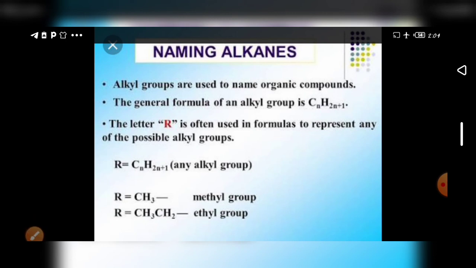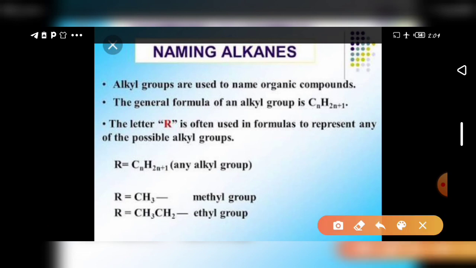Alkane you already know. Alkyl groups are used to name organic compounds. The general formula of an alkyl group is CnH2n+1, while the alkane is CnH2n+2. Here, CnH2n+1: the letter R is often used in formulas to represent any possible alkyl group. Wherever an alkyl group is present, we use the capital letter R. So here the capital R represents CnH2n+1, any alkyl group. Suppose it is a methyl group, we use a single R. Here also R, it may be CH3.